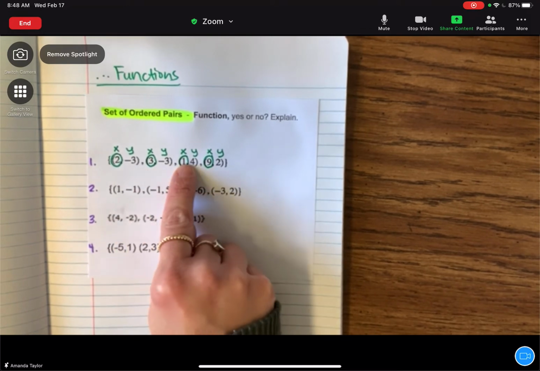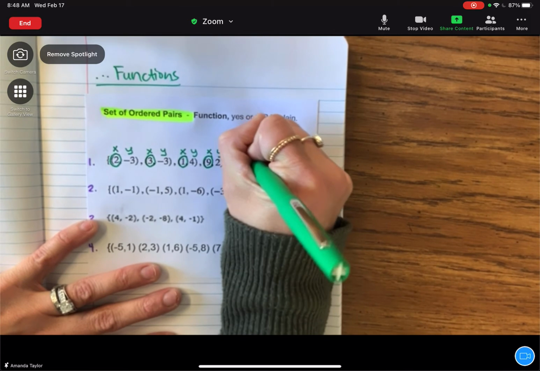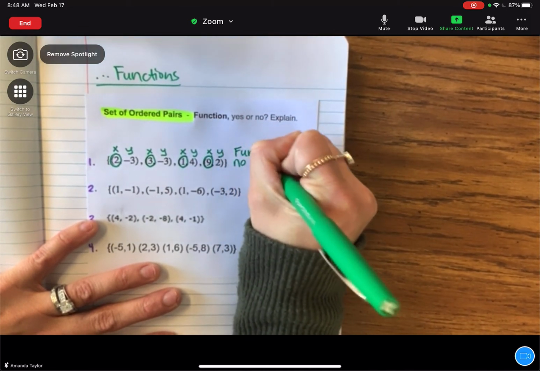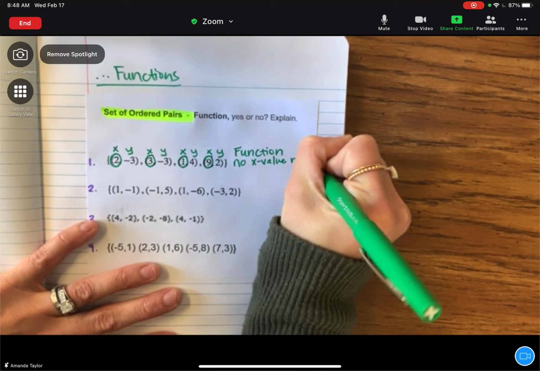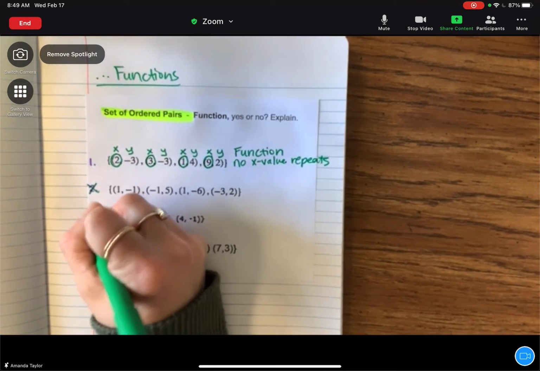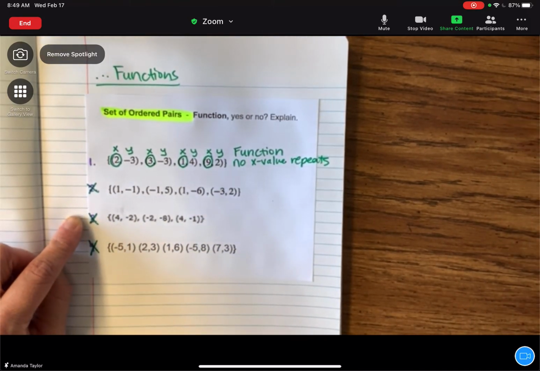Do any of those repeat? No, they don't repeat. So this is the function. No X value repeats. Okay, that one's the function. 2 is not, 3 is not, and 4 is not. I've X'd those out.